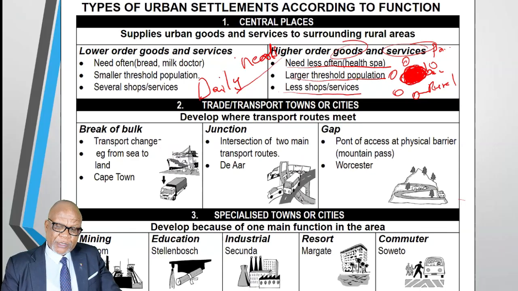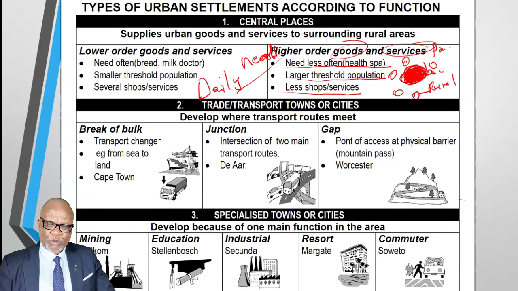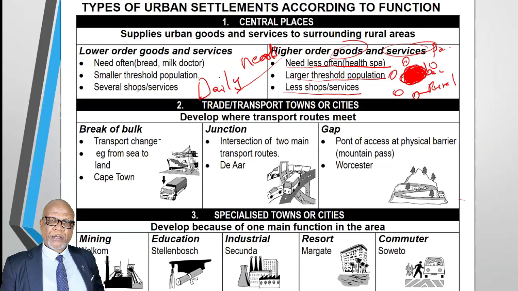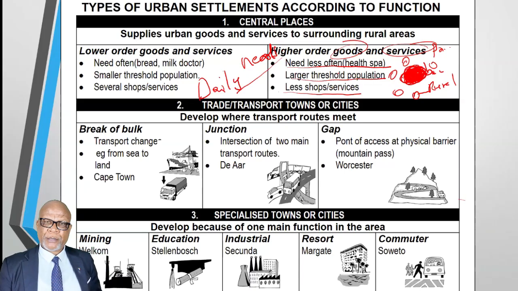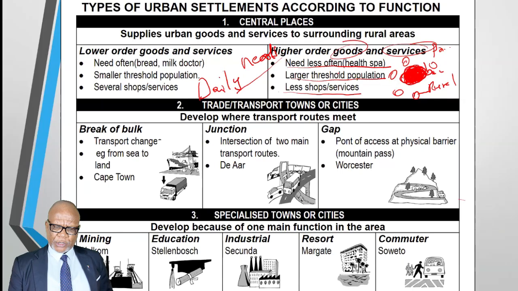So it was first central place. Under central place, you must check what we're talking about here. We're talking about order of goods and services, and then we're also talking about range. Okay, we look at all those other definitions or concepts. Let's continue with types of settlements. Here we have what we call trade and transport towns or cities.